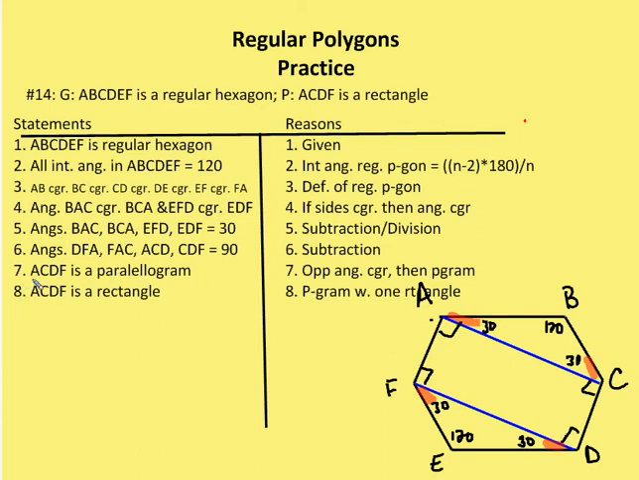Now I can just say first that ACDF is a parallelogram because opposite angles are congruent, then it's a parallelogram. But really, step number 7 is not necessary. We can just go right to the proof statement, which is ACDF is a rectangle because it's a quadrilateral with 4 right angles. Now you can use this half step here to say it's a parallelogram first, and then say because it's a parallelogram with at least 1 right angle, it's a rectangle. Either way will work. And either way, we've shown that that figure ACDF is a rectangle.